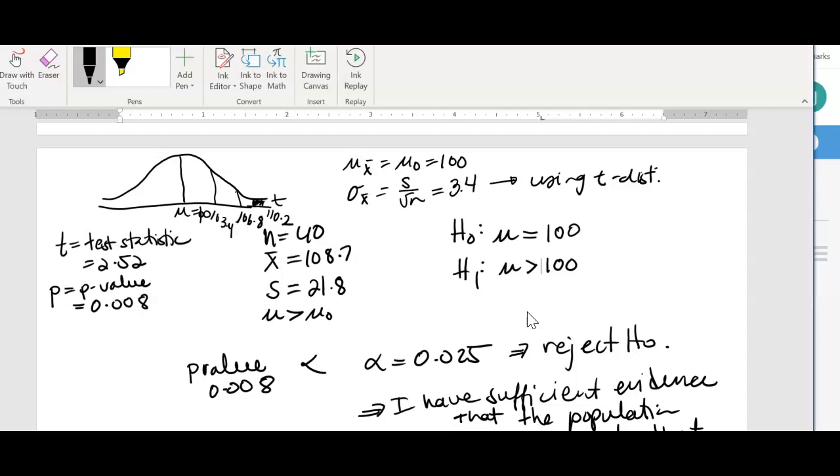So the probability of being at least this extreme, that's your p-value, 0.008. It's the area of the shaded region of this sample statistic or more extreme. Hopefully that makes sense. It was kind of the whole theory all at once, and good luck.